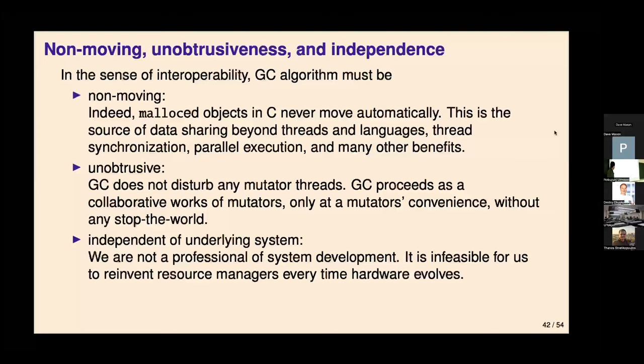The last one is independence of the running system. We are not professional system developers, but we are professional functional programming language developers. So it is infeasible for us to reinvent resource management or thread schedulers every time hardware and processors evolve.